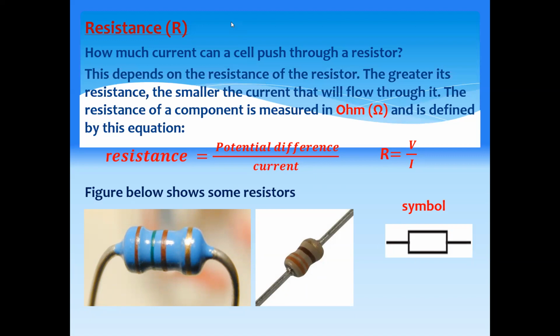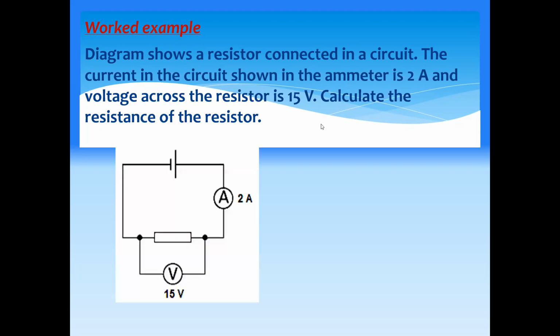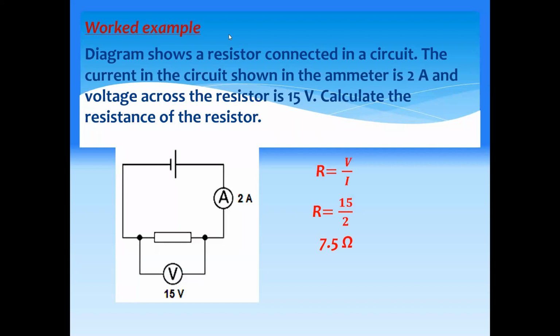If we want to measure the resistance, we need a voltage and we need current. So for example, a diagram shows a resistor connected in a circuit. The current in the circuit is 2 amperes and the voltage is 15. Calculate the resistance. How can we calculate the resistance? Voltage divided by current, we will get the resistance. So 15 divided by 2 is equal to 7.5.